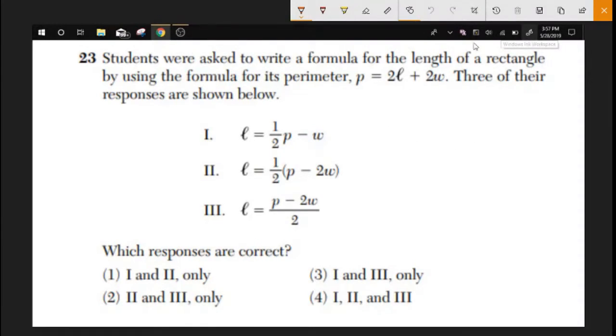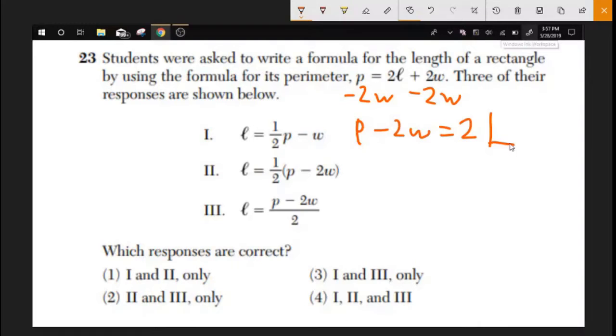Alright, so how we would first start off this problem is to notice that everything is set to L, and so we're solving for the variable L because that represents the length. So let's just start off with that process. And then we can see which ones are equivalent to our answer. So how we would normally do this is we would subtract 2W from each side, and now we have P minus 2W is equal to 2L.